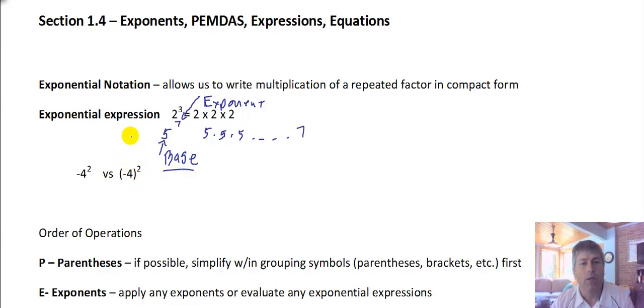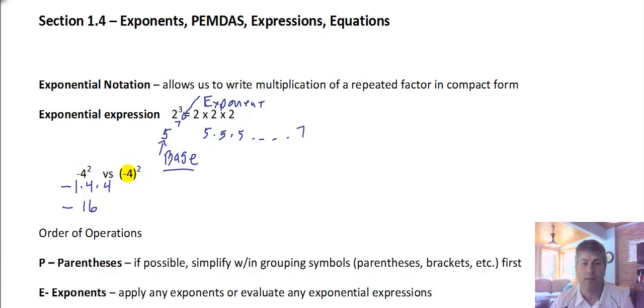Now, working with exponents, be careful with things like the opposite of 4 squared versus the opposite of 4, quantity, squared. So this is two different things. On the left, the only thing that's being squared is 4. This is really -1 times 4 times 4, or the opposite of 16. The negative sign here is not being squared, just the 4.